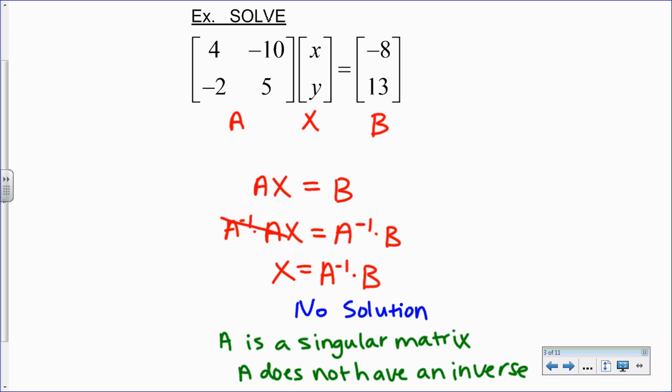The reason why A doesn't have an inverse is because if you do AD minus BC, you get 0. So you would be doing that 1 over 0, and you can't do that. So that part you would get stuck. So you would have to stop at that point if you're doing this by hand.